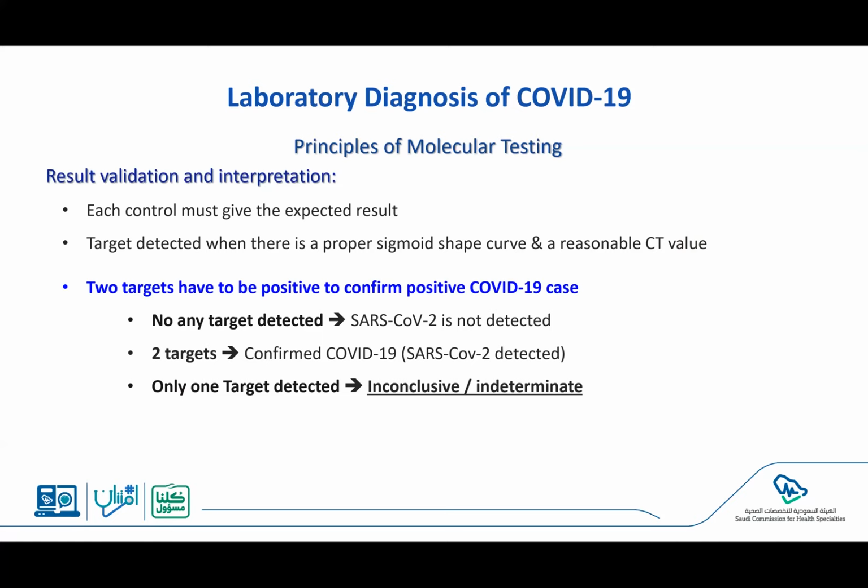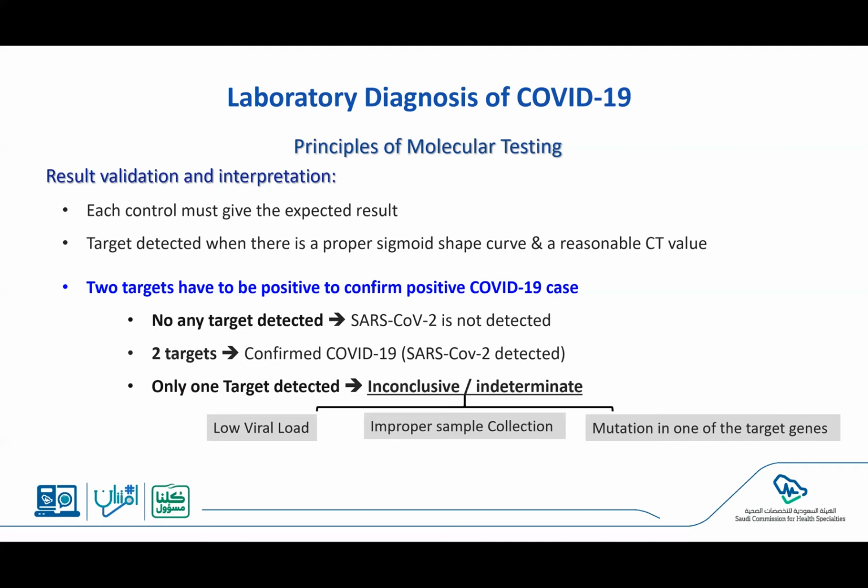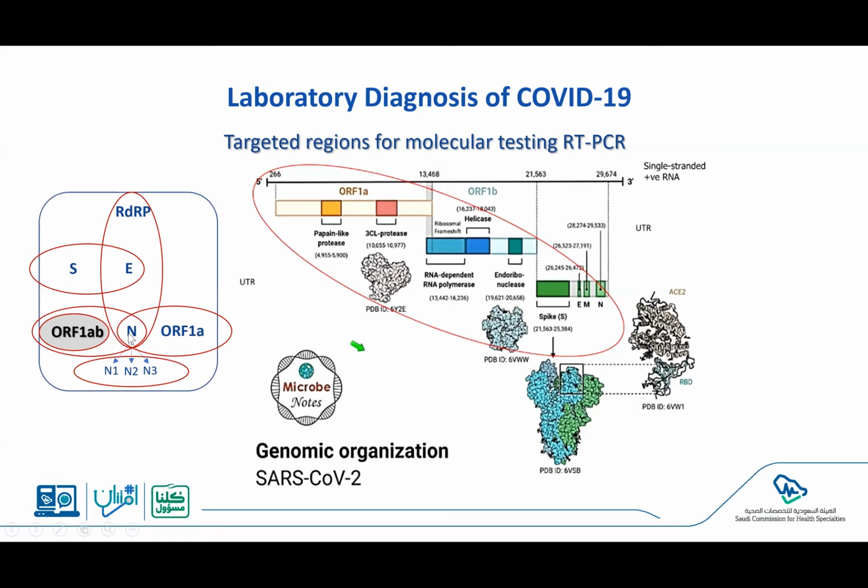This inconclusive or indeterminate result might be due to low viral load, improper sample collection, or mutation in one of the target genes used. So to overcome this, it's better to ask for another sample at a different time and use alternative targets by using different kits. However, there are now some kits that use only one target with high sensitivity, and now it is available in Saudi Arabia labs. So they don't use two targets, so one definite answer, either positive or negative.